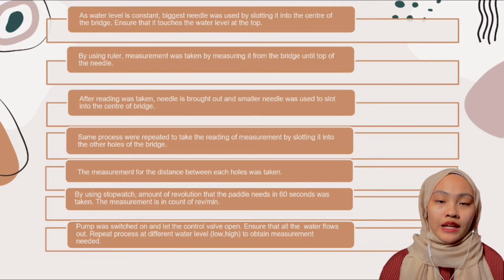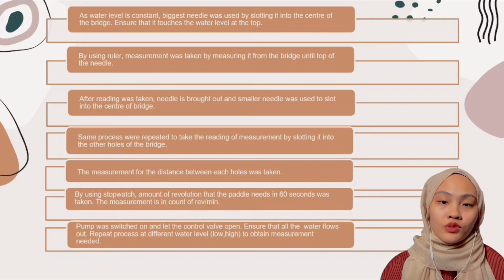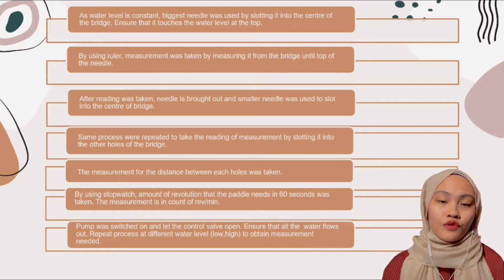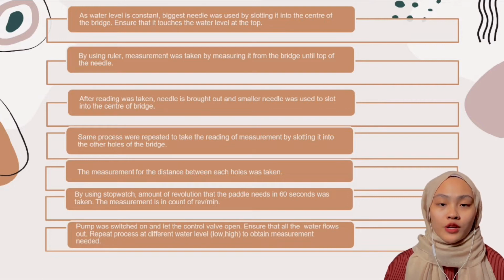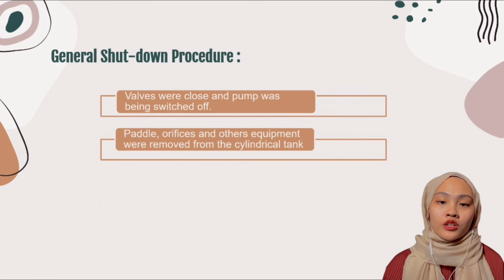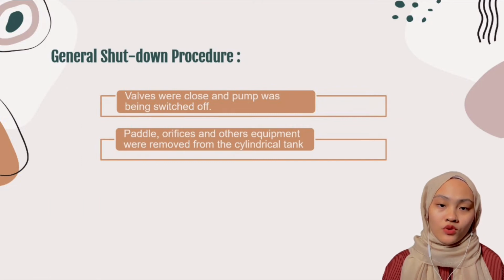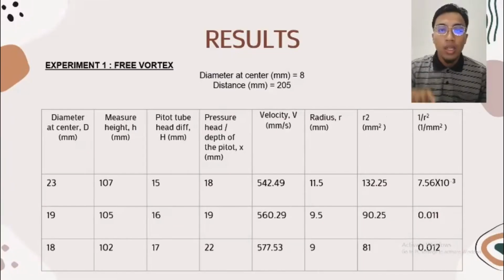Switch on the pump and let the control valve open. By making sure that all the water flows out, the steps can be repeated at a different water level to get another measurement. End of experiment. Proceed with the general shutdown procedure by closing the valve and switching off the pump. Remove the pedal, orifice and other equipment from the cylindrical tank.